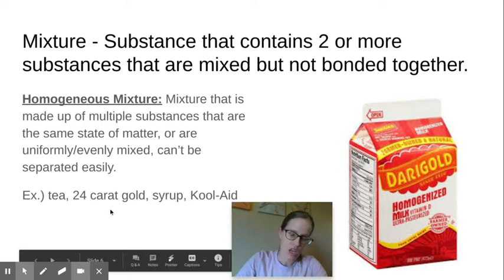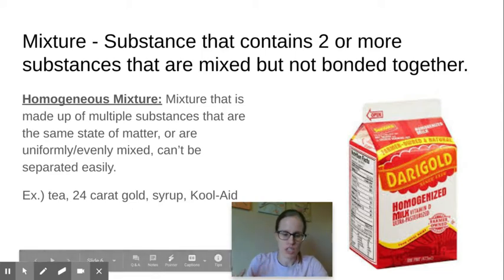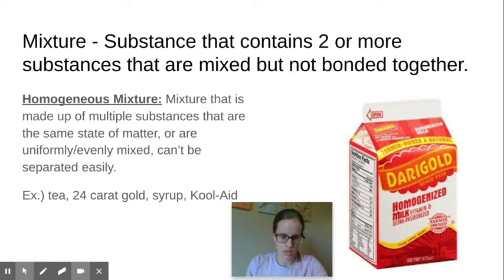Well, I gave you an example, that's a solid here. It also doesn't have to be a liquid or a solid. It could be air. The air in this room is a homogeneous mixture of nitrogen and oxygen and carbon dioxide and some other gases. So it's the same. It should be the same at the top, the middle, and the bottom.